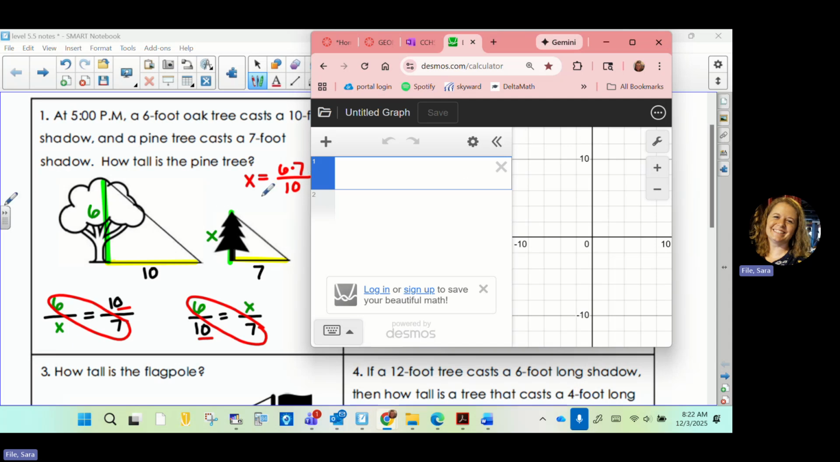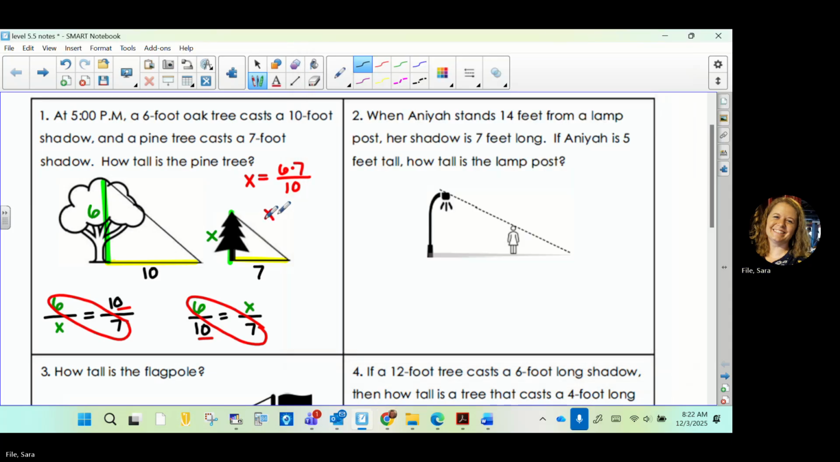Now, just this basic 6 times 7, and then dividing by 10, and you can do it like that, or you could do all of the 6, 7 divided by 10. It doesn't matter. You get the same thing. You get 4.2. So we get x is 4.2. So that pine tree is 4.2, and this was all in feet. So this is 4.2 feet tall.